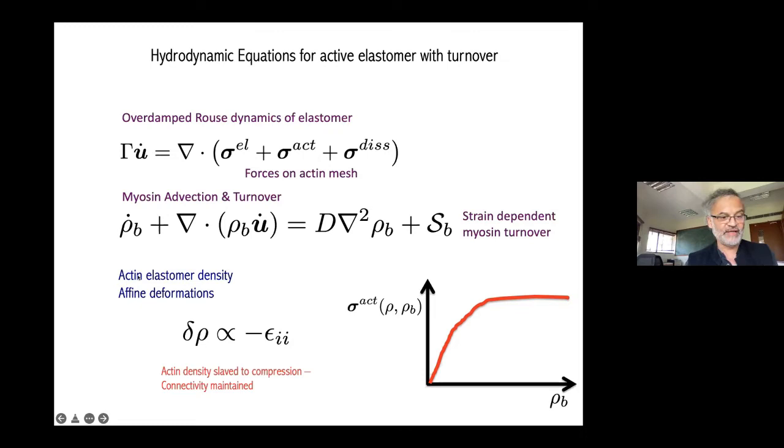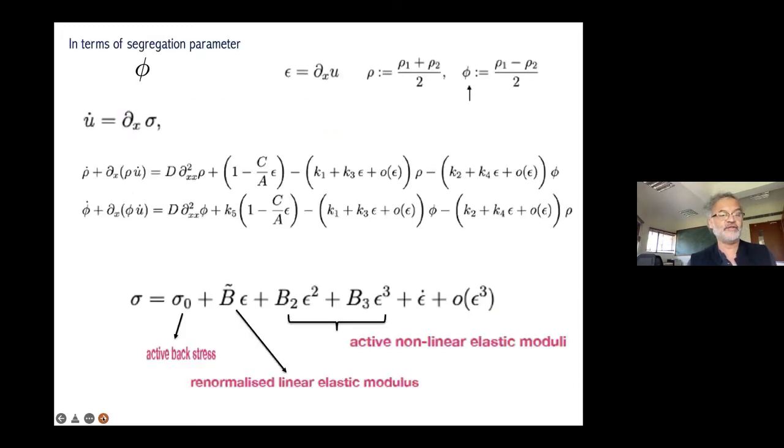So this is the kind of equations that we'll write down for the elastic mesh and for the two species of myosin. But of course, one can write down the equations for the two species of myosin in terms of a segregation parameter phi, which is the difference in the density of the two species. So here's the full set of equations written in terms of the local net myosin density, rho 1 plus rho 2, and the net difference or segregation parameter phi, which is rho 1 minus rho 2. And this is the usual equation for how the mesh velocity changes as a function of local stresses.